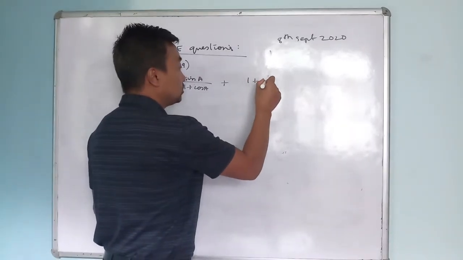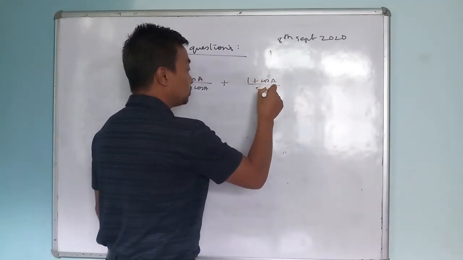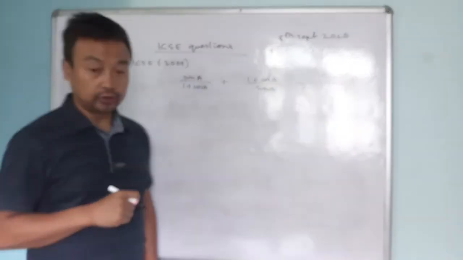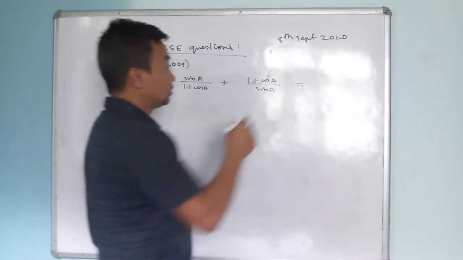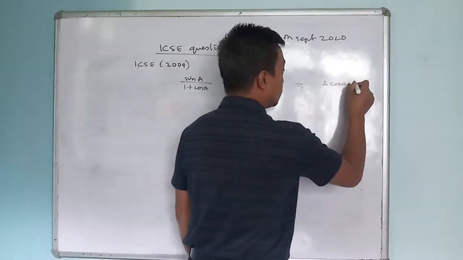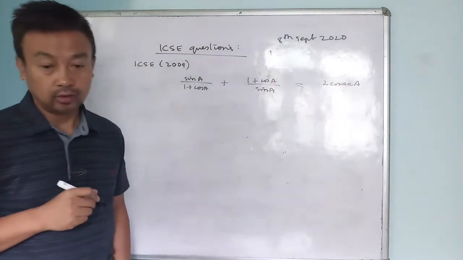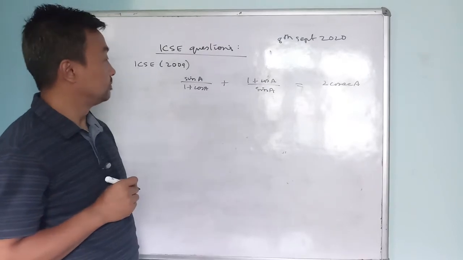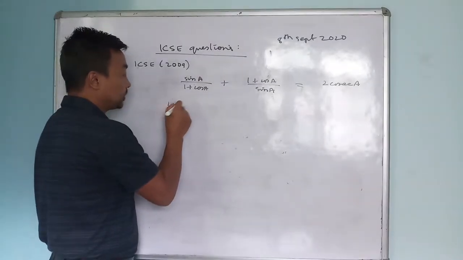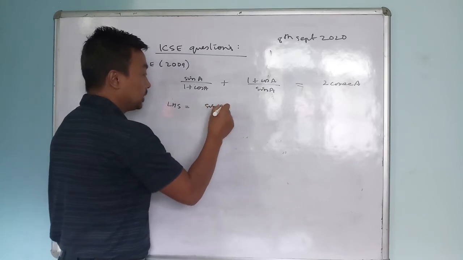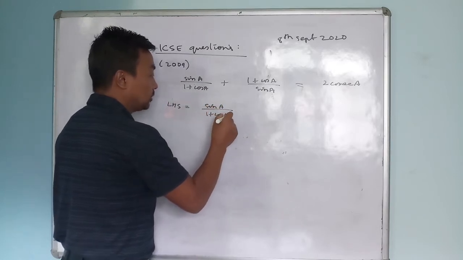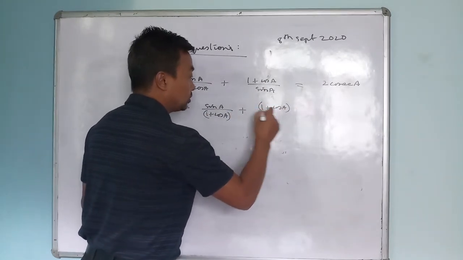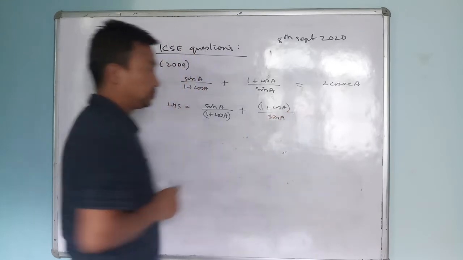This is also similar to what we did just now. Just these two opposite trigonometric ratios are given in the form of fraction. On the right hand side is your 2 cosec A. Okay, so now let us take the left hand side. Sine A, 1 plus cos A, you can put this in a bracket. 1 plus cos A, this also you can put in the bracket, upon sine A.